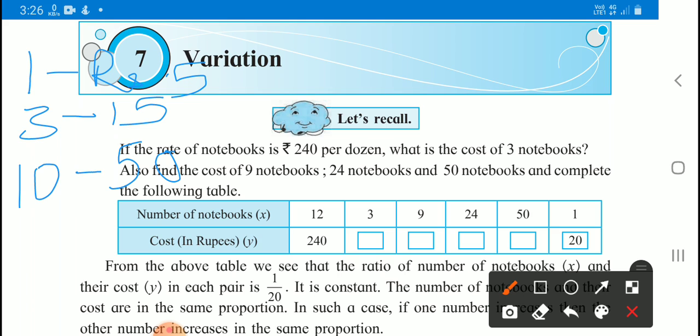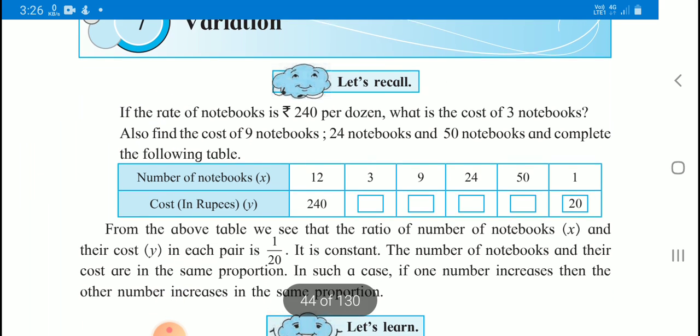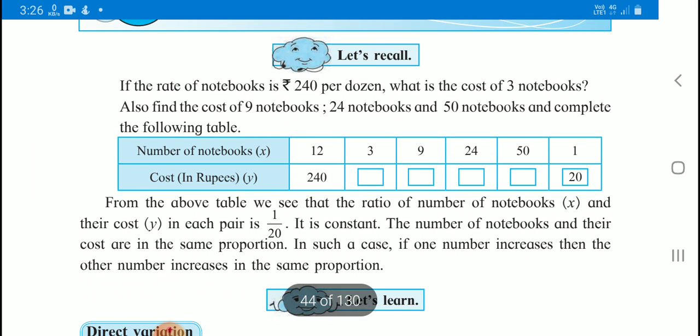So look here, one quantity increases, another related quantity also increases. Suppose that quantity decreases, the related quantity also decreases. What is the cost of 2 pens? 2 fives are 10. Okay, so one quantity increases, another related quantity increases; one quantity decreases, another related quantity decreases. This is known as variation. Now we will see the points given in your book.